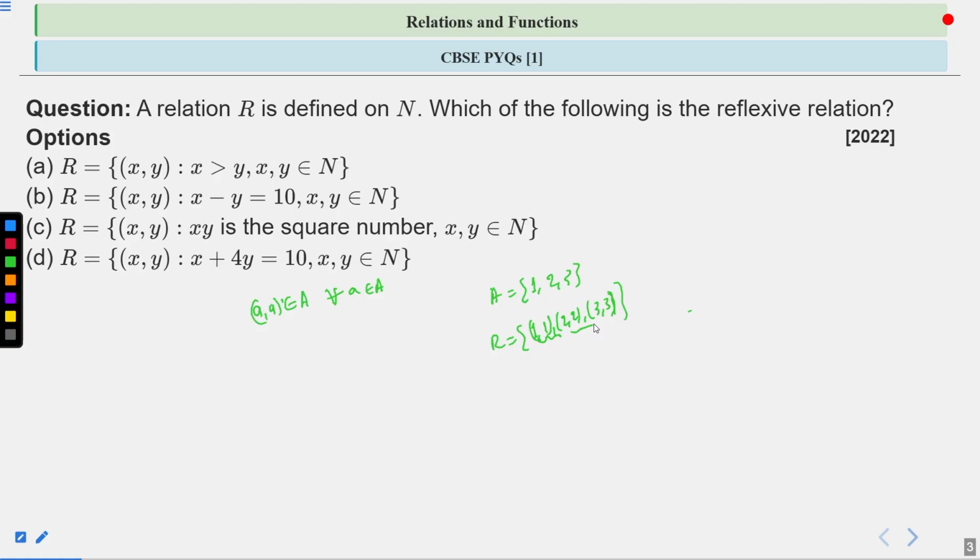So out of the given four options, which will be reflexive, we will discuss now. You have 10 seconds to solve or think about this question. After that, we will discuss the solution part. Some students are commenting. Very good. Option C will be right. Let's discuss the solution.